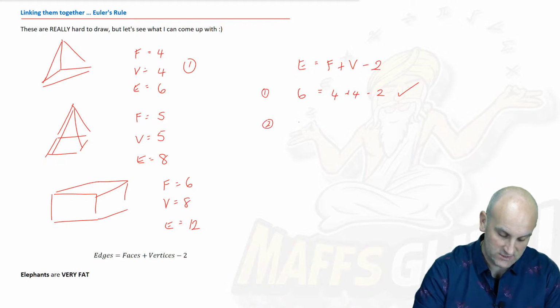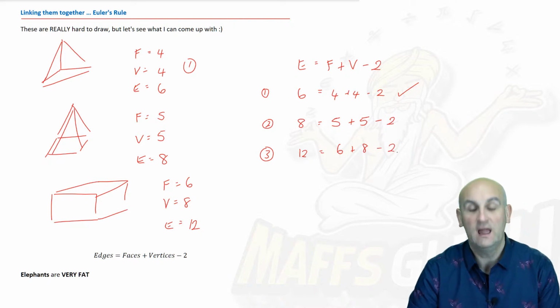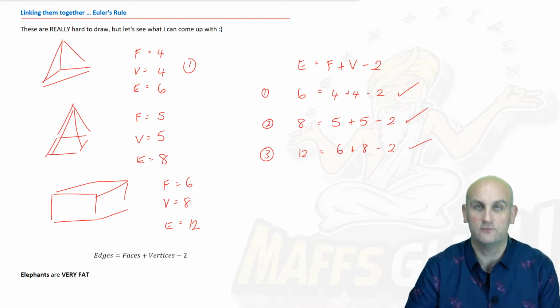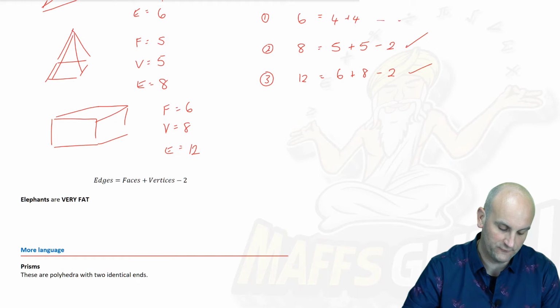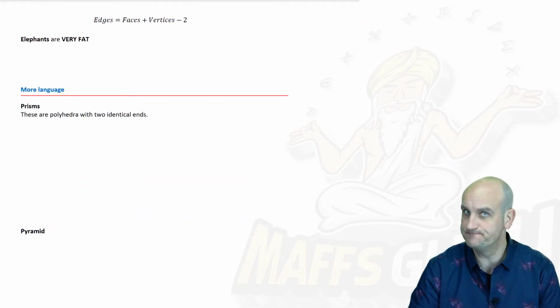What about for shape number 2? Let's see, the number of edges was 8, is that equal to the faces, which was 5, plus vertices 5, minus 2? Yes, 10 minus 2, that works. What about 3? Then let's just check once again. So the edges was 12, which was equal to 6, plus 8 minus 2, and that works every single time. So edges equals faces plus vertices minus 2.